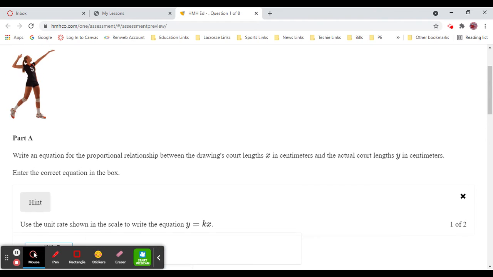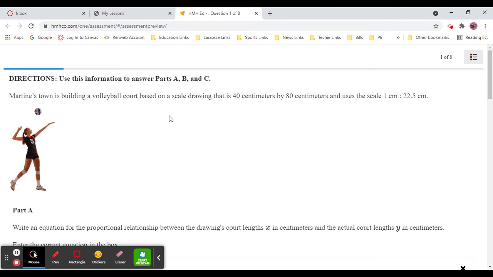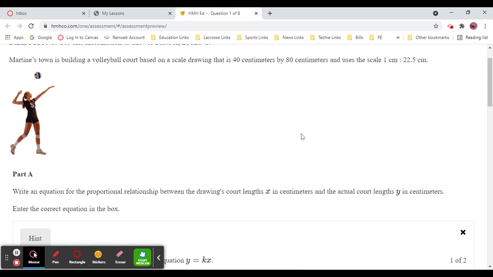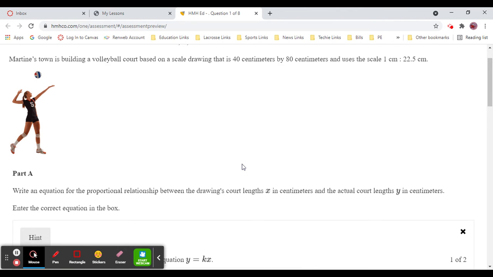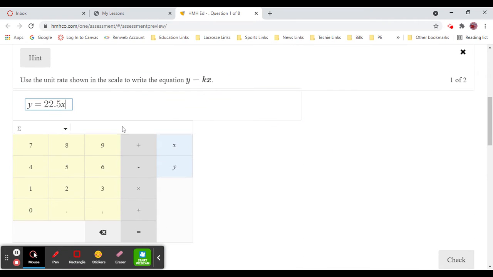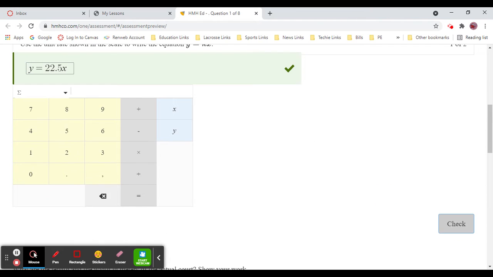And we know our scale drawing length, not our actual length, because 40 by 80 centimeters. You wouldn't have a volleyball court that's 40 centimeters by 80 centimeters. I remember we used that example in class with the ants, right? Okay, so that's part 1. I'm going to check that.